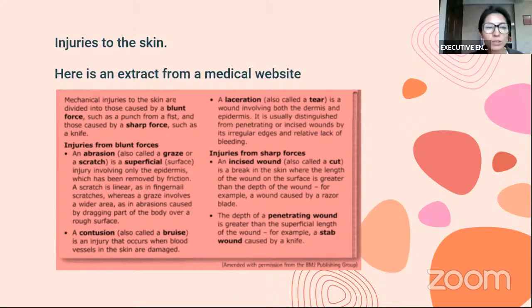Other words that you want to ask about? For example, here you have contusion as a synonym of bruise, and laceration as a synonym of tear. But we remember that tear is also what we shed when we cry, the liquid that falls from our eyes, right?